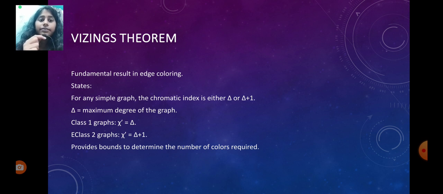For class 1 graphs, the chromatic index is Delta. For class 2 graphs, the chromatic index is Delta plus 1. So this provides bounds to determine the number of colors required.